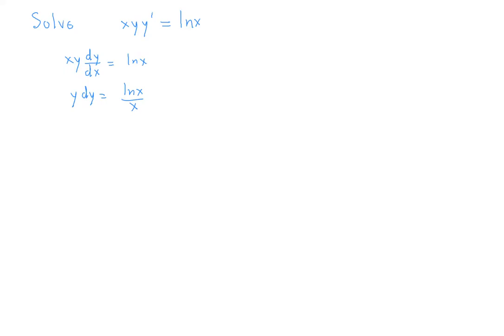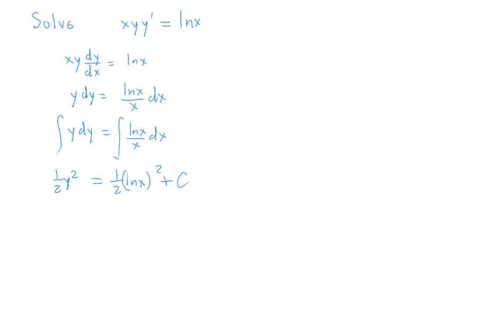But in any case, here, let me write the dx here, and now we're ready to integrate. So we will have y dy is equal to the integral of ln of x over x dx, and that will give you 1/2 y squared is equal to 1/2 ln of x squared plus c, and that's it. Okay, that's it.